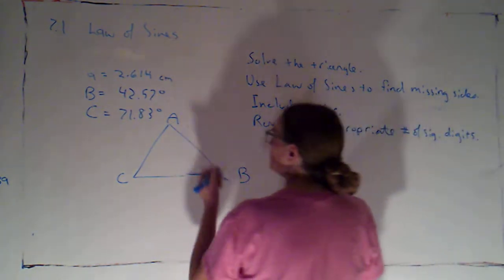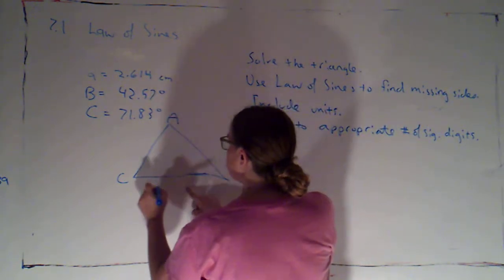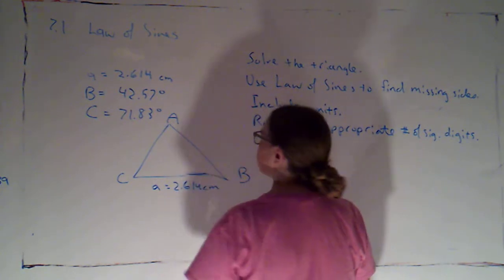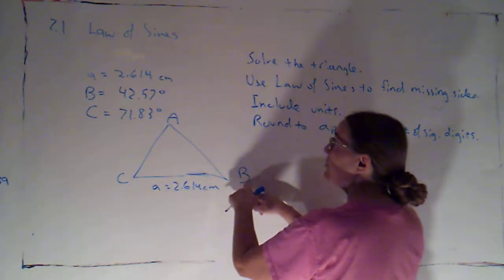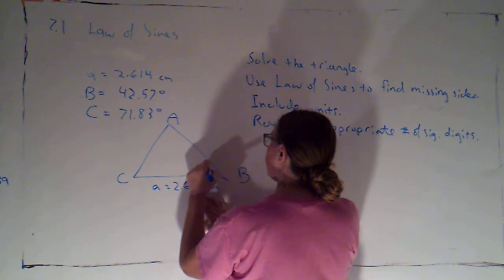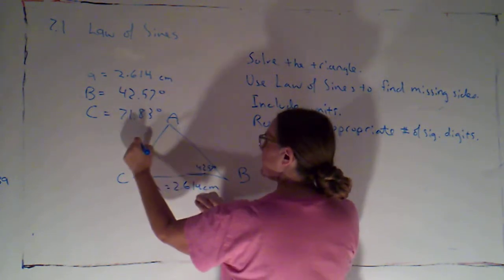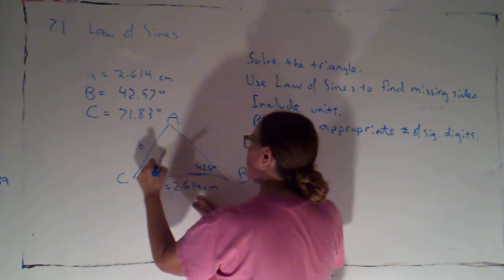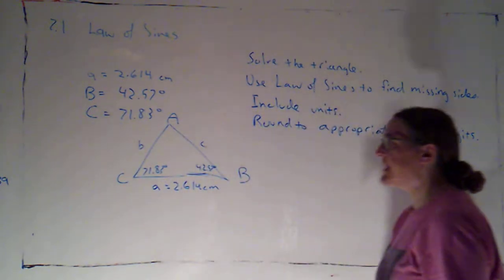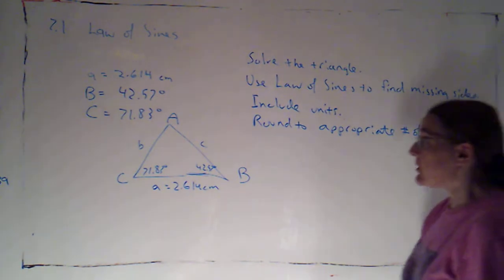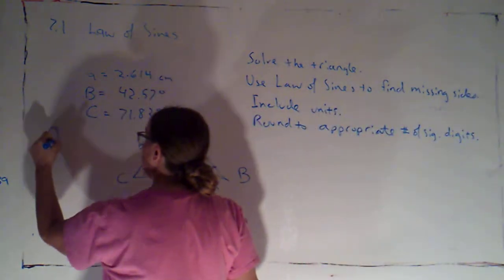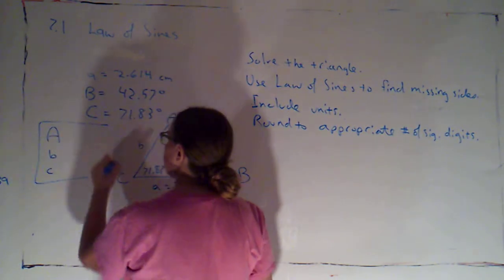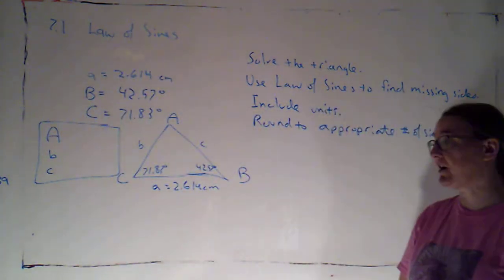Okay. So let's see. A is the side that's opposite angle A, and I was given that, 2.614 centimeters. Angle B is 42.57 degrees, and side B would be opposite it. Angle C is 71.83 degrees, and side C would be opposite it. So, in order to solve this, I'm looking for angle A, side B, and side C. Those are the three things that I need to find.